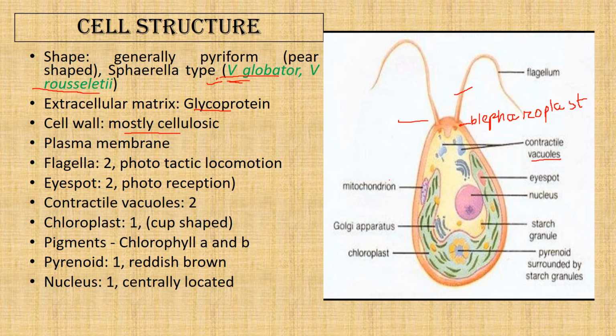This is the cup shaped. Here we see the cup shaped chloroplast, and in the anterior of it is the eye spot. Eye spots are just photoreceptive organs, that is, they detect light and help decide the direction of the movement of the colony. So according to the light, these flagella move synchronously.